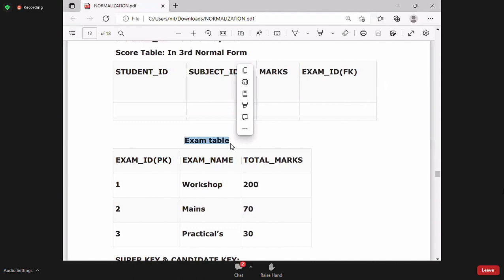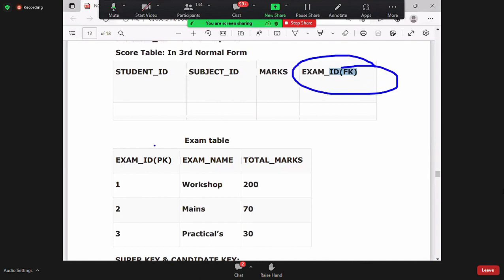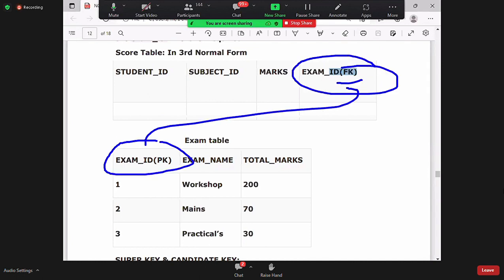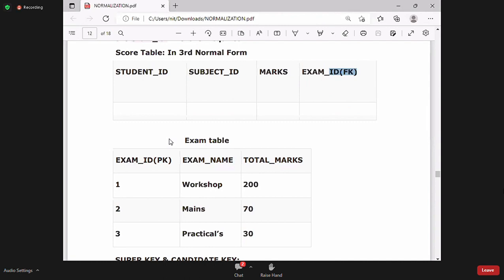The table name is what now? Exam table. In the exam table, what did I add again? Exam ID was added, a new column. So this identity represents examination name and total marks. And this identity makes a relationship with what? The score table, with a foreign key. So with a foreign key column and a primary key column, these 2 tables now have a relation. Yes or no? Yes.